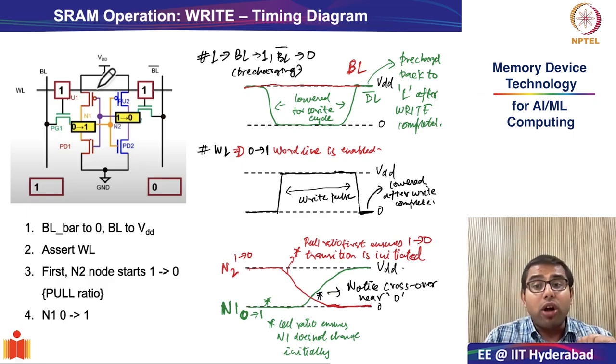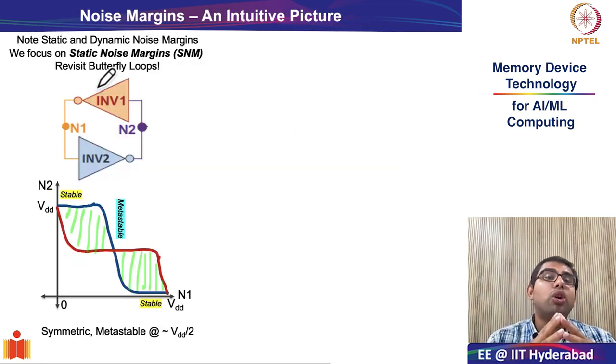Now this is a very important topic because it talks about the stability of an SRAM cell, both in the hold operation regime and in the read operation regime. And this is the very important topic of noise margins.